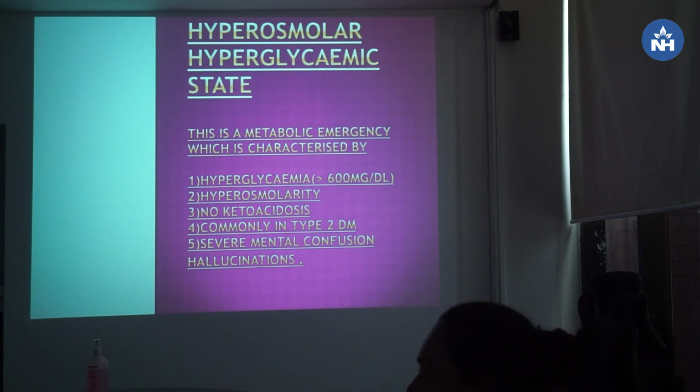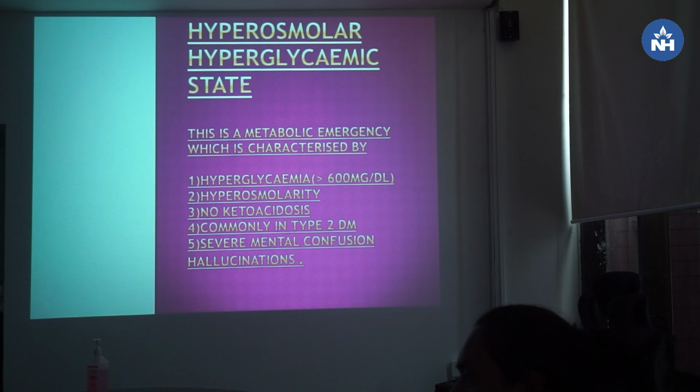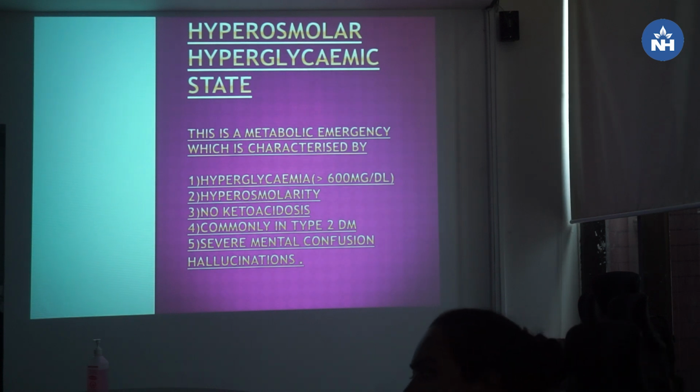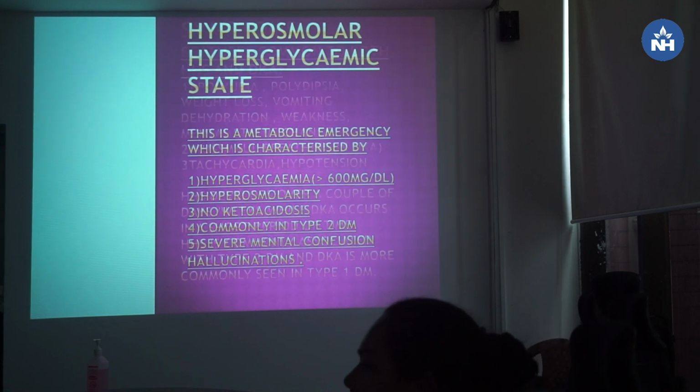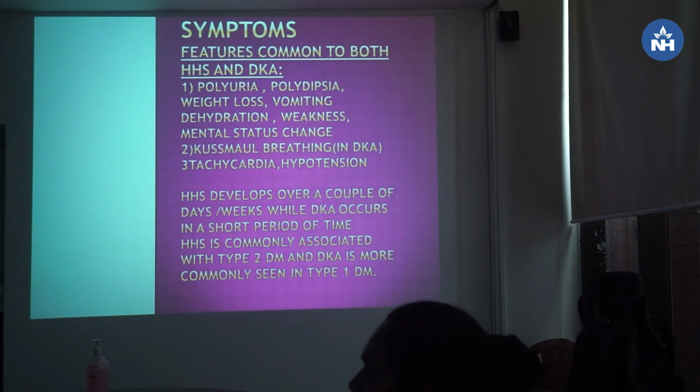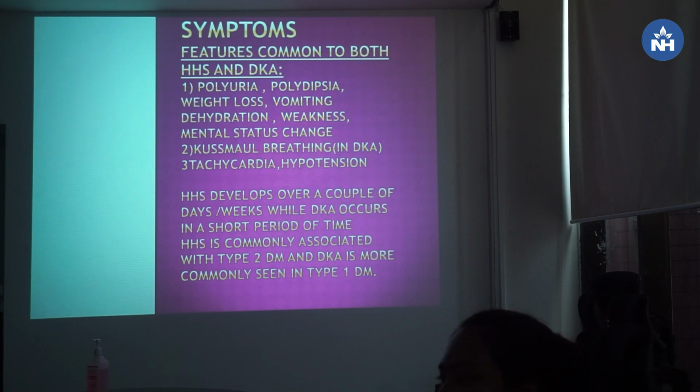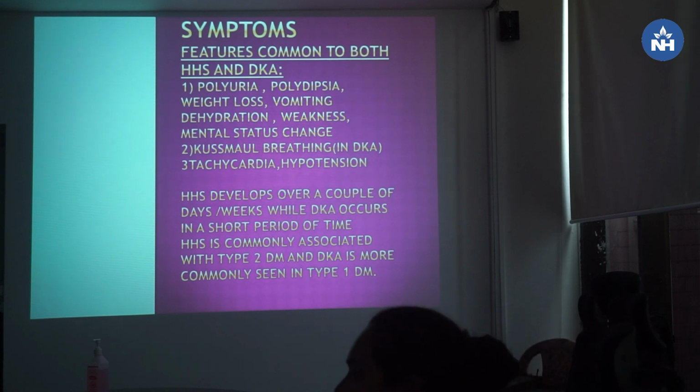HHS is a metabolic emergency which is characterized by hyperglycemia, which is more than 600 milligram per deciliter, hyperosmolarity, no ketoacidosis, commonly in type 2 diabetes mellitus, and severe mental confusion and hallucinations are also noted. Symptoms common to both HHS and DKA are polyuria, polydipsia, weight loss, vomiting, dehydration, weakness, Kussmaul's breathing, which is mostly seen in DKA, tachycardia and hypertension.